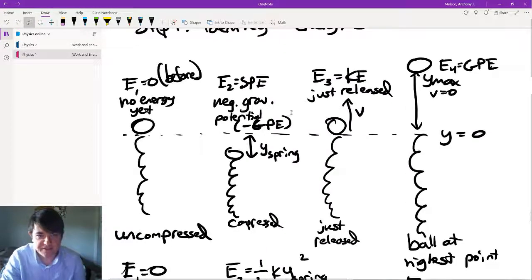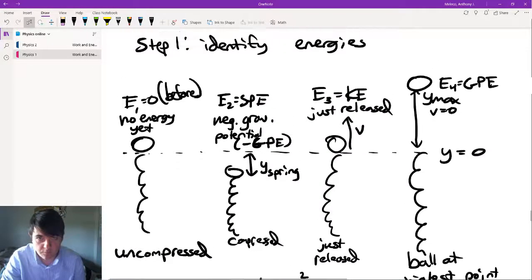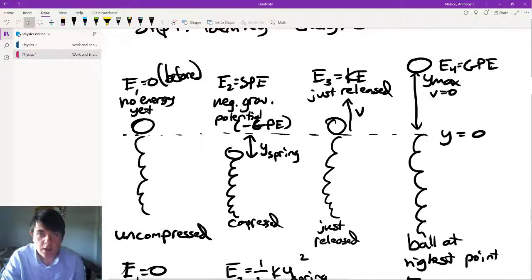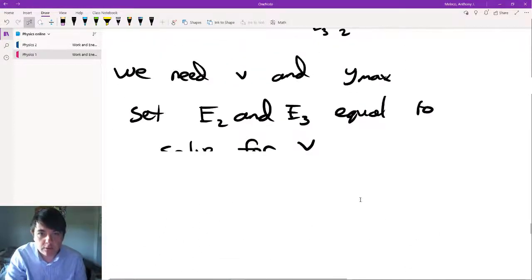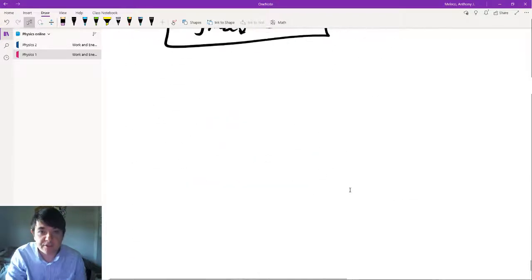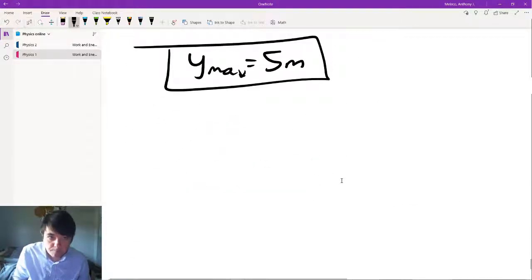So again, the hardest thing here is setting this up, identifying the energies. And it can be challenging, especially when you're compressing the spring and you think, oh, I only have spring potential there. But it's not true because you're away from the 0 point, so you also have negative gravitational potential energy. I think this is where you'll have your greatest challenge, remembering to have gravitational potential energy at points like that.